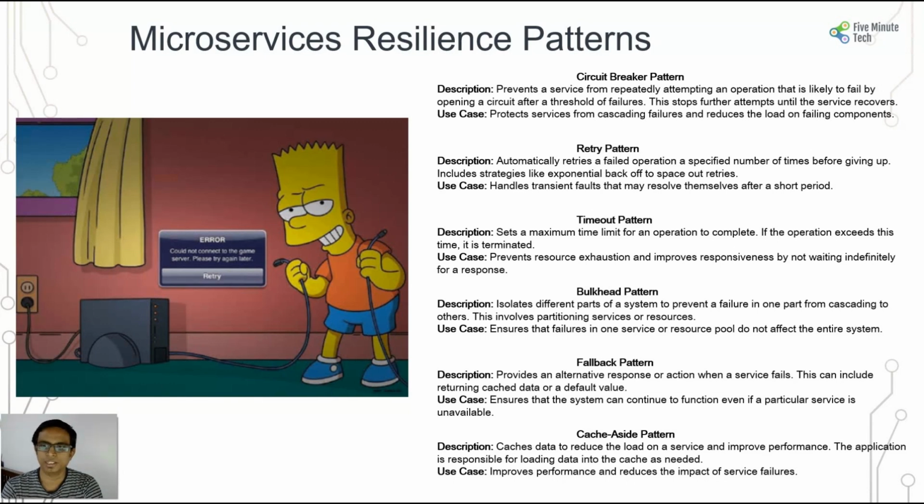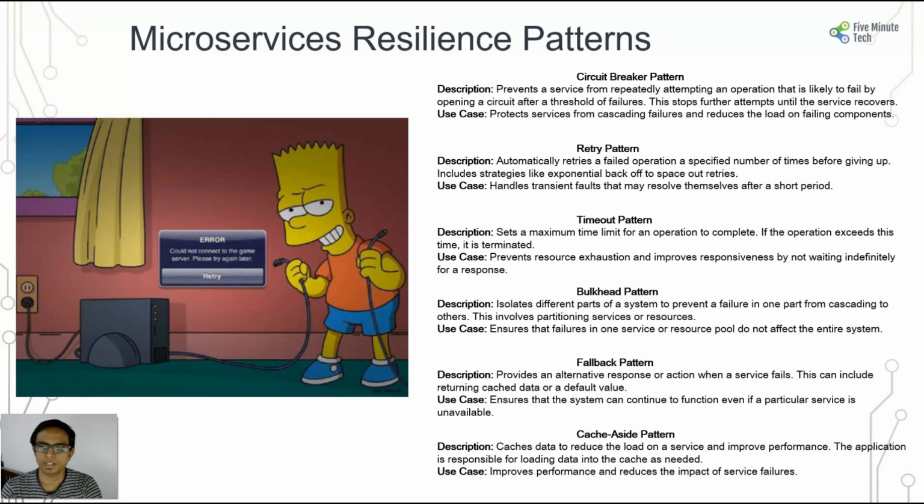Now, the bulkhead pattern isolates different parts of a system to prevent a failure in one part from cascading to other parts. This involves partitioning the services into different areas or different resources, and it ensures that a failure in one service or resource pool does not affect the entire system. That is the bulkhead pattern.